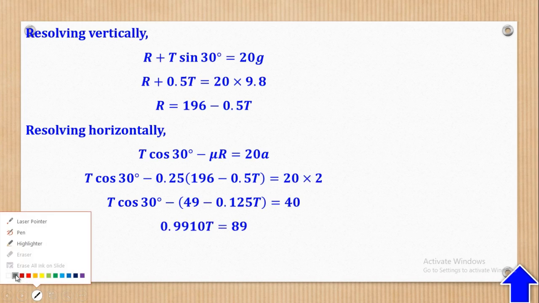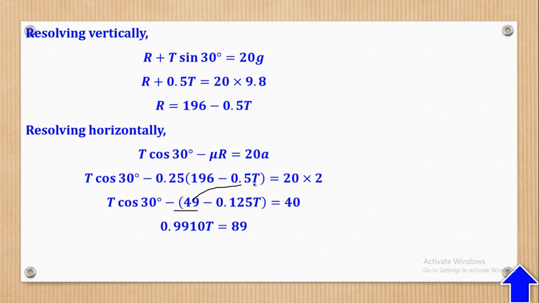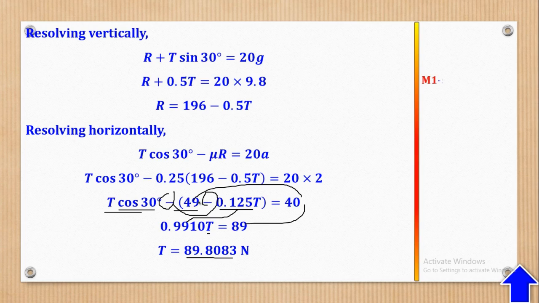Therefore, when I simplify, this 49 can go this side to come up with positive, therefore 40 plus 49 will give you 89. Then because of this negative and this negative, it will become positive, so cos 30 plus 0.125 will give me 0.9910, and this T which is there. Now when I make T the subject, I'll come up with T equal to 89.8083 newtons. So basically that's what they wanted.